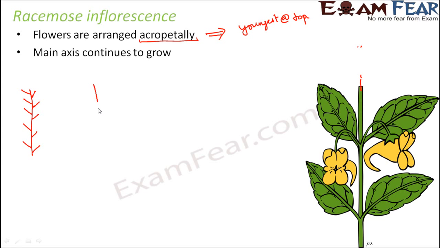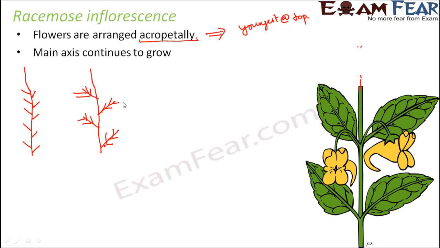Another example could be something like this. This is the floral axis. You have a branch here which again bears flowers. You have another branch here which again bears flowers. Another branch here which bears flowers. Another branch here which has flowers. So this is also an example of racemose arrangement because the main axis will continue to grow, since the main axis is not perturbed with the formation of so many flowers.